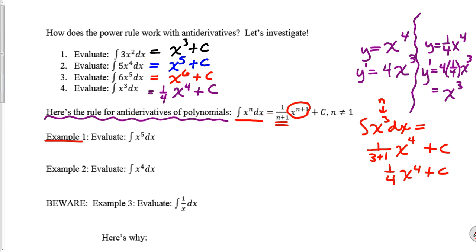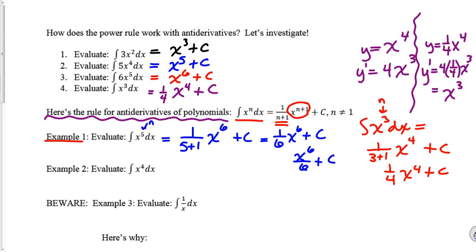So let's try an example here. The integral of x to the 5th. So using my rule, it's going to be 1 over 5 plus 1, my n is 5, times x to the 5 plus 1, which is 6, plus c, and I would rewrite that as 1 over 6 x to the 6 plus c, which is absolutely fine if you write it as x to the 6th divided by 6 plus c. Those are the same thing.